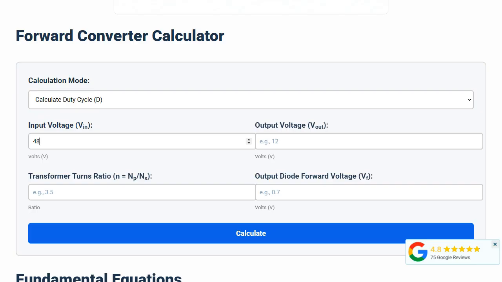Enter the switching frequency, typically around 100 kHz. You may also need to input the maximum duty cycle limit based on your reset method. The calculator will then determine the required duty cycle to achieve your output voltage, while respecting the forward converter's duty cycle limitations for proper transformer reset.